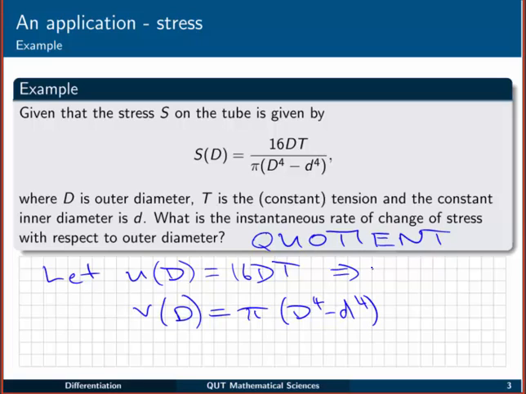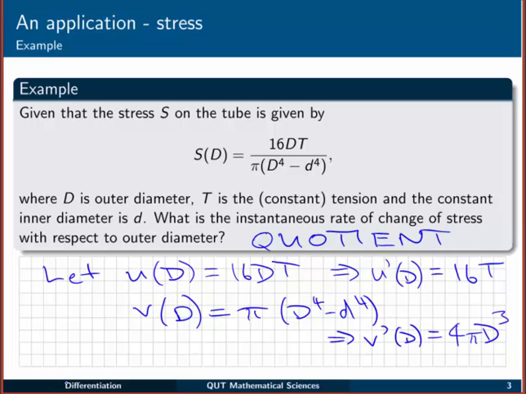We're going to need the derivatives of those, u dashed of D. That means the derivative with respect to D. It's going to be 16 times T. In other words, 16T is a constant multiplied by D, so our derivative is just 16T. As well as that, we're going to have the derivative of v of D, v dashed of D, and that's got a constant multiplier pi, and then the function D to the 4 minus little d to the 4. Little d and big D are not the same thing, so we treat little d like a constant. It differentiates away to 0, and big D to the 4 differentiates to give 4D to the 3. So I might actually write this as 4 pi D to the 3.